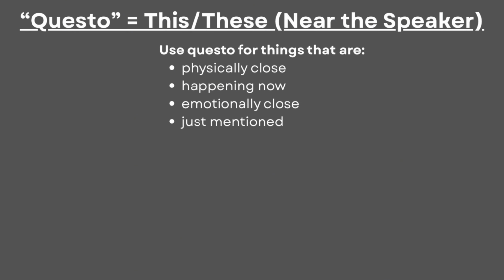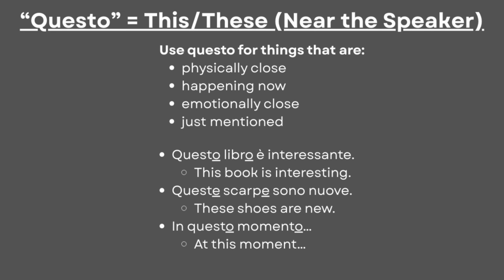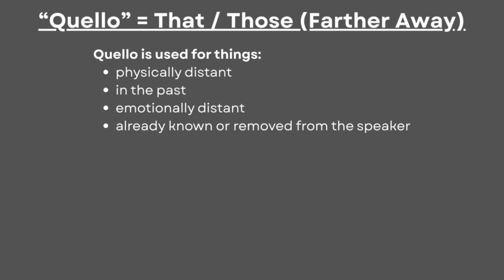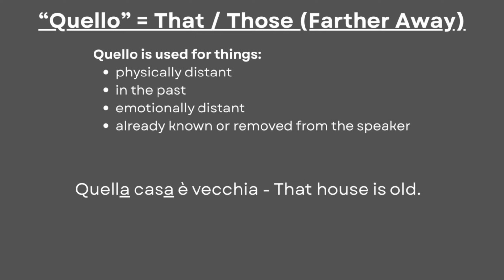Questo means this, referring to something close or something happening now. Some examples are: questo libro è interessante. Queste scarpe sono nuove. In questo momento. On the other hand, quello means that, referring to something further away. An example can be quella casa è vecchia.